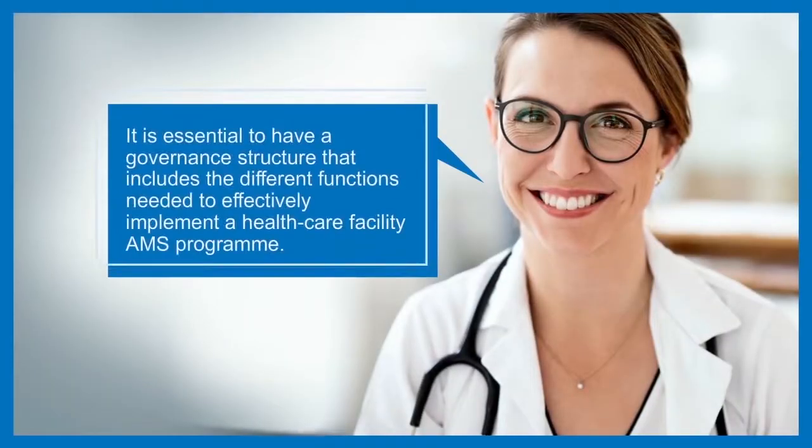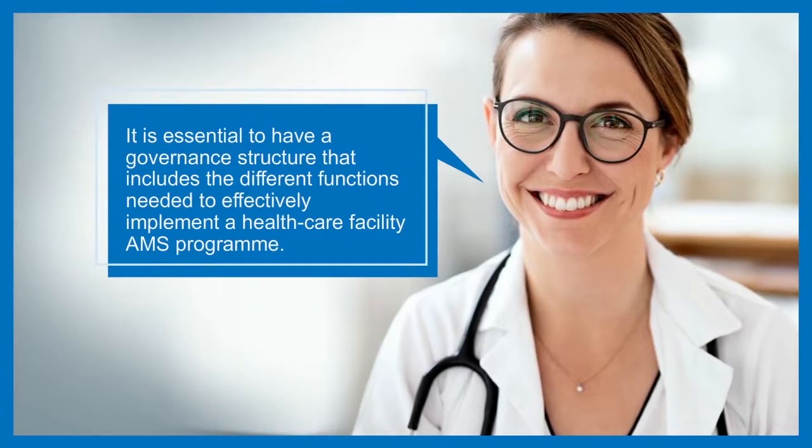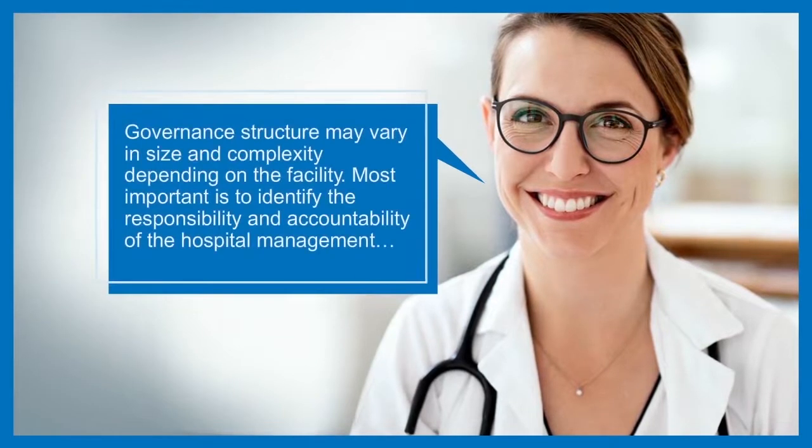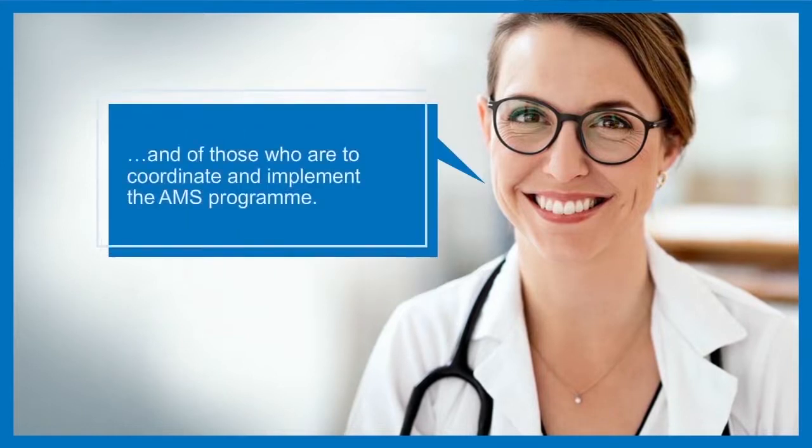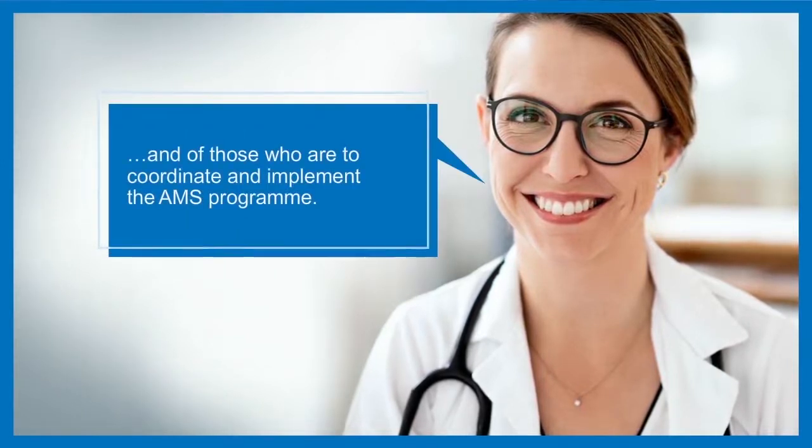It is essential to have a governance structure that includes the different functions needed to effectively implement a healthcare facility AMS program. Governance structure may vary in size and complexity, depending on the facility. Most important is to identify the responsibility and accountability of the hospital management and of those who are to coordinate and implement the AMS programme.